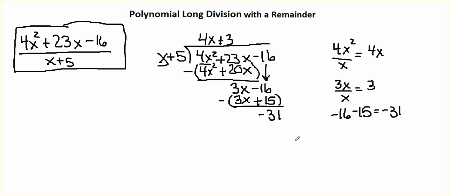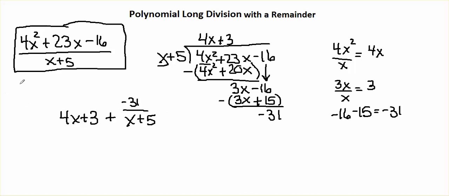So how do we represent our answer? We represent our answer in the same way that we would for regular long division. We represent it by writing our quotient, which is found at the top, 4x plus 3. And we're going to add to it a fraction, just like we did previously with numbers. We're going to take our remainder, which is negative 31, and it's going to be negative 31 over our divisor, which is x plus 5. And that's how you represent it.